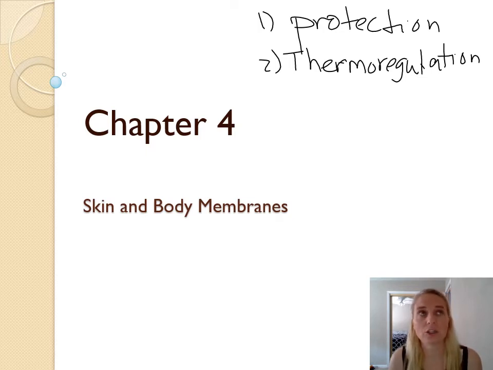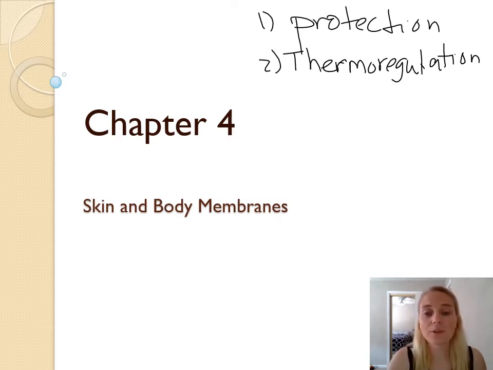So thermoregulation is a huge function of our skin because it's such a big part of our bodies. It covers the entire surface, and there's a lot of it. There's a lot of surface area covering our skin, so it has that exposure to the environment with that evaporative cooling with sweating that cools us down really quickly.